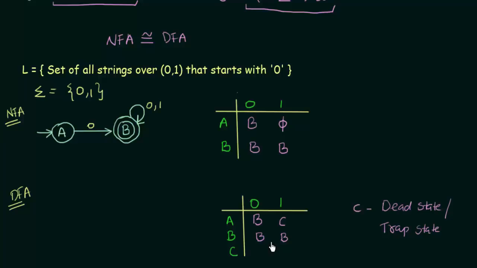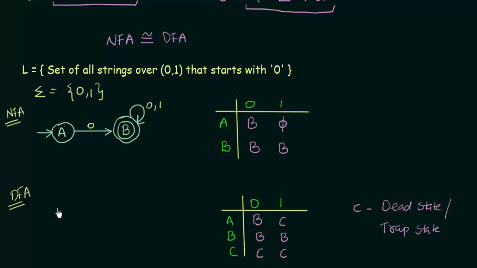And if you remember, whenever any input comes to the dead state, it stays in the dead state itself and it does not go out of that. So C on getting input 0 should stay in C itself, and C on getting input 1, it should stay in C itself, because C is my dead state or trap state. Now this is a complete state transition table for my DFA.